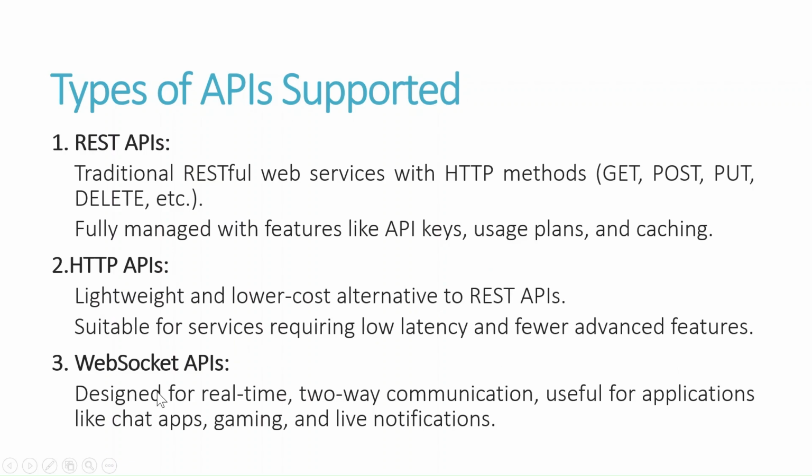And third one is WebSocket API. WebSocket API is designed for real-time or two-way communication, useful for applications like chat apps, gaming, and live notifications. So, like that, AWS API Gateway supports different types of APIs. So you can use whichever API you want.